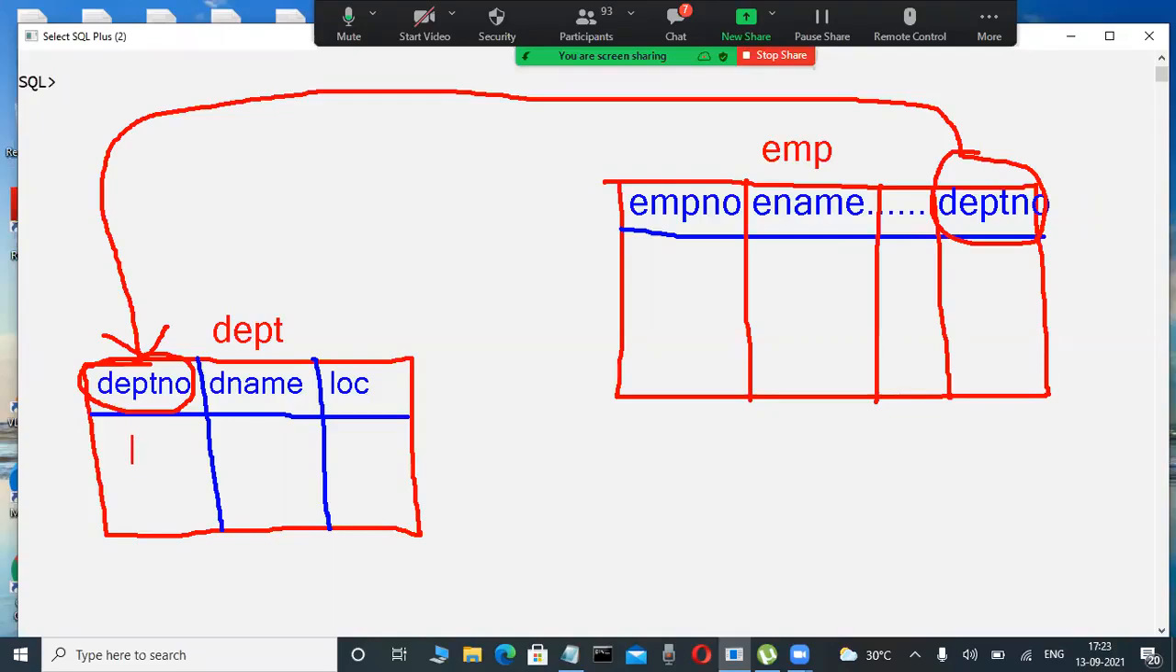Check it out. In this department number column, 10 is available only one time. They are not giving 10 again, again 10, again 10. Duplicate data is not there. You are observing, right? Duplicate 10 is not there. How many times is 10 there? Only one time. Only one time is 10 there, only one time is 20 there, only one time is 30 there, only one time is 40 there.